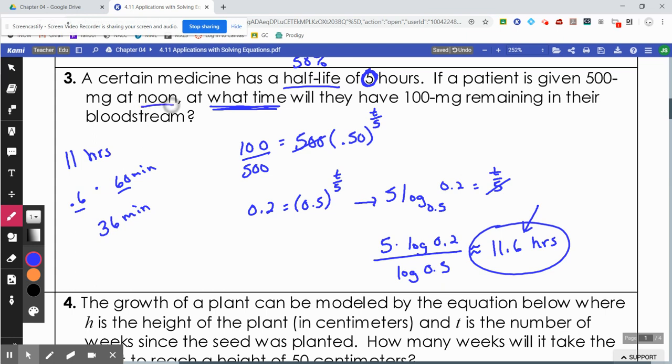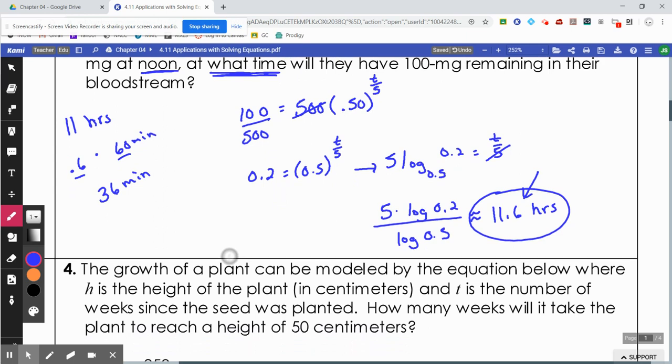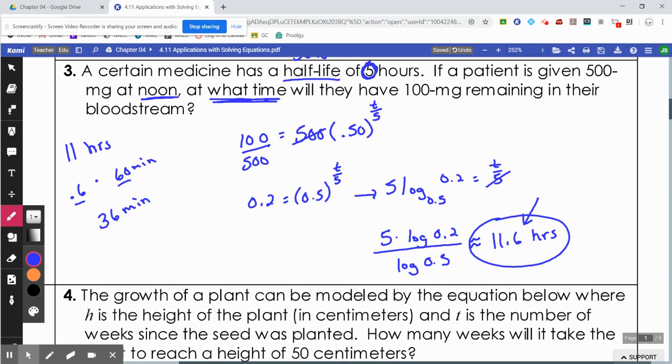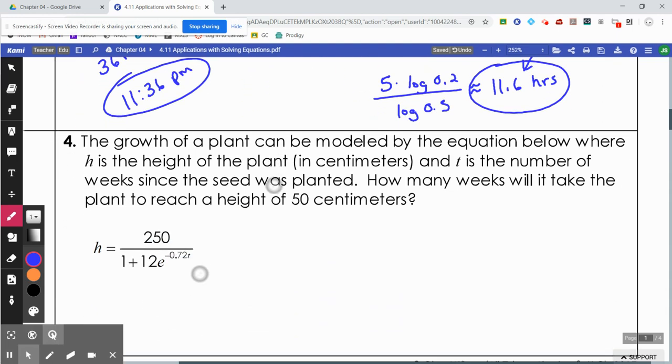So 500 milligrams was at noon. So 11 hours and 36 minutes later, that's when we're going to have 100 milligrams remaining. So that'd be at 11:36 p.m.